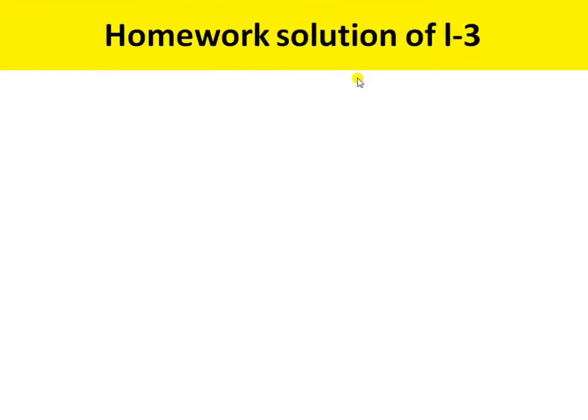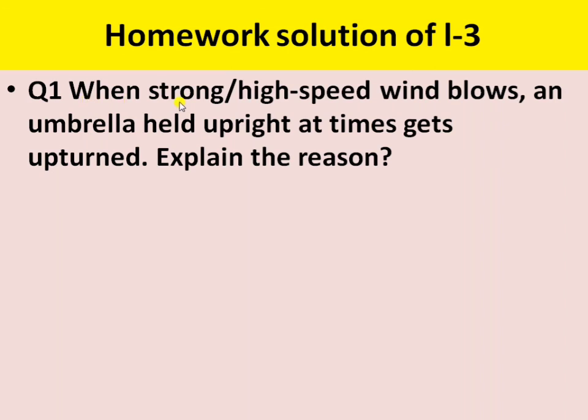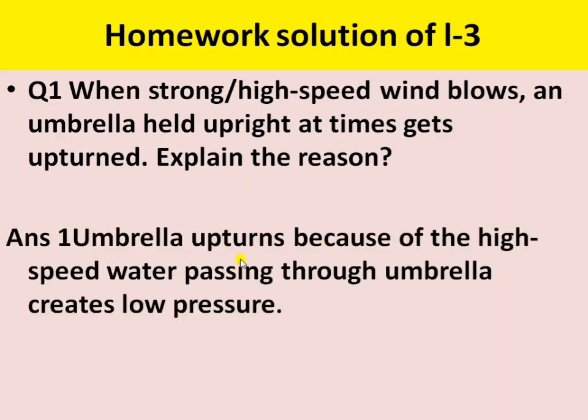Next is the homework solution of lecture number 3. The first question is: when a strong high speed wind blows, an umbrella held upright at times gets upturned. Explain the reason why the umbrella gets upturned. The umbrella upturns because of the high speed wind passing over the umbrella, which creates low pressure. Okay. Moving on to the second question.